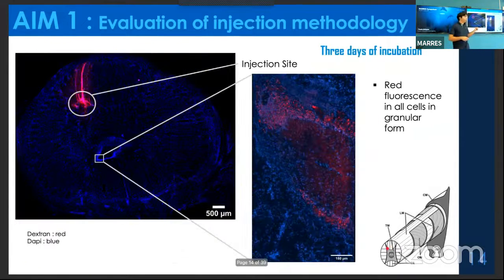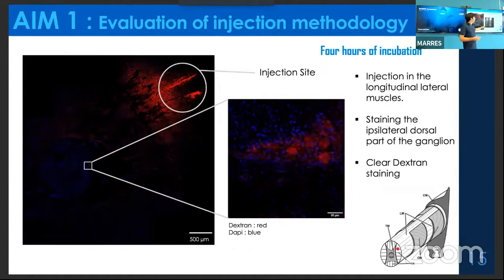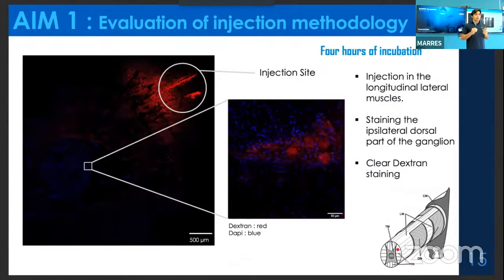After 3 days of incubation, we have the same result as 1 week incubation. So little red dots everywhere in the sample. So the red fluorescence is in granular form, but we have different results with the 4-hour incubation. Here you can see that the dextran staining is only on a small fraction of the cells, and it's staining the whole cell body, and is not in granular form as previously.